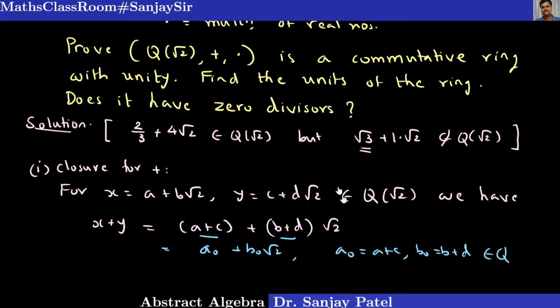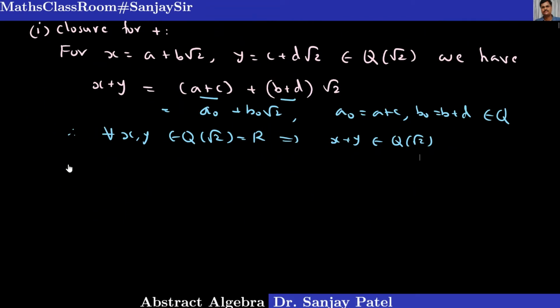Since a, b, c, d all are rational numbers according to the definition, what I have proved here is that for every x and y belonging to the given set Q root 2, x plus y also belongs to Q root 2. So the closure property for addition is clear. Next, we prove the commutativity and associativity.